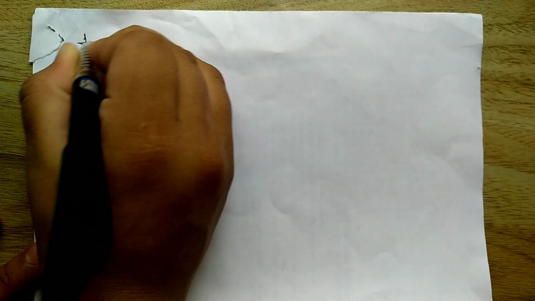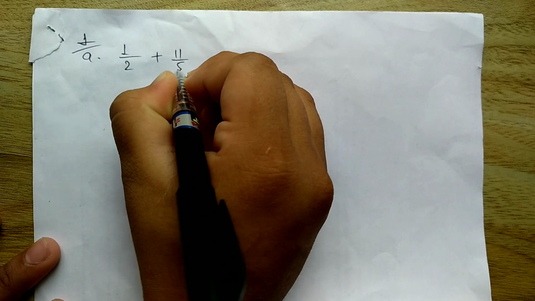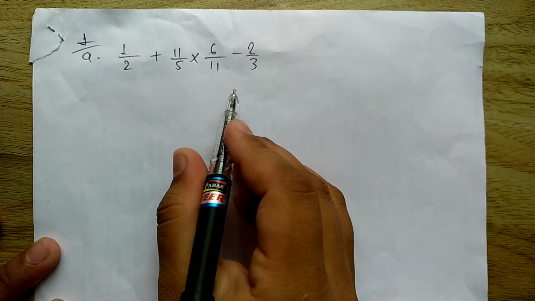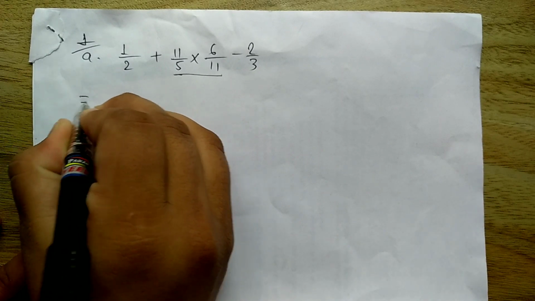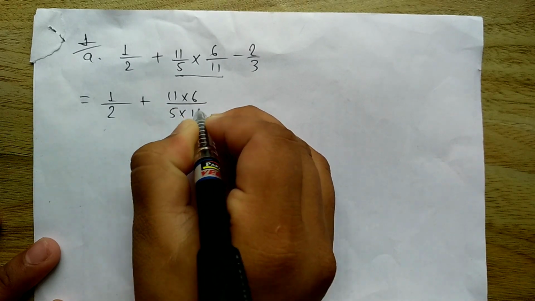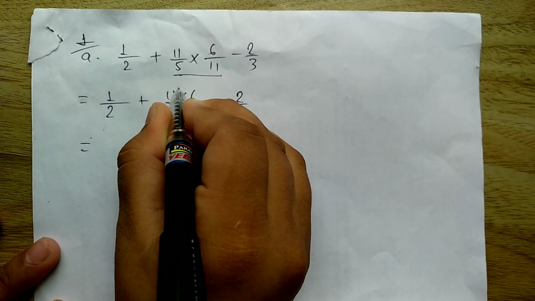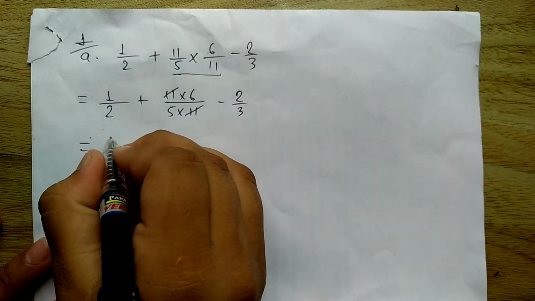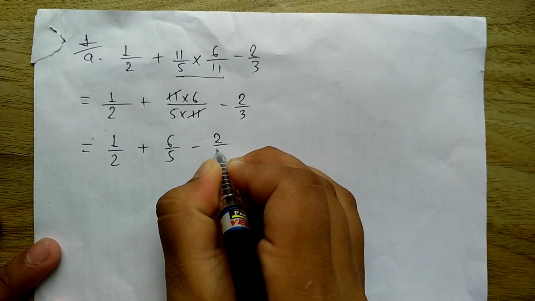Okay, so in question number 1a, the question is 1 by 2 plus 11 by 5 into 6 by 11 minus 2 by 3. So this is the question given. Here the multiplication sign is there, so we'll be doing this first. So 1 by 2 will be the same, plus 11 into 6 upon 5 into 11, minus 2 by 3 will also be the same. Now since in the numerator and denominator there is 11, we cut it down. Now this cannot be cut, so we'll keep it the same: 1 by 2 plus 6 by 5 minus 2 by 3, right?